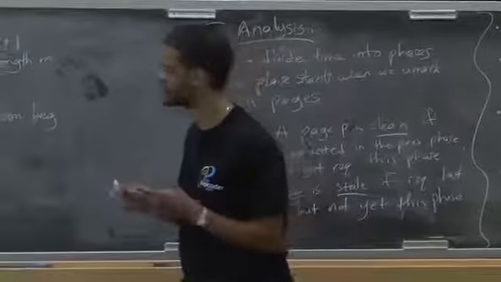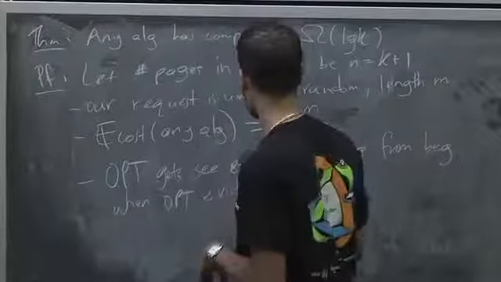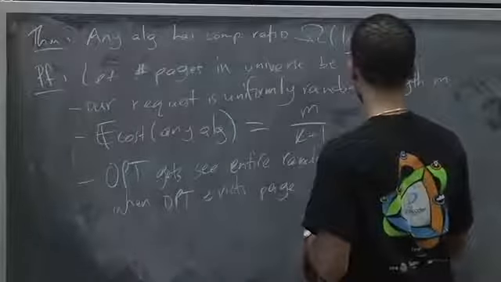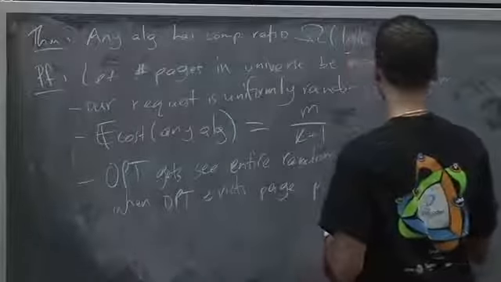Okay, so when opt evicts a page P, it doesn't fault again until P is seen again.